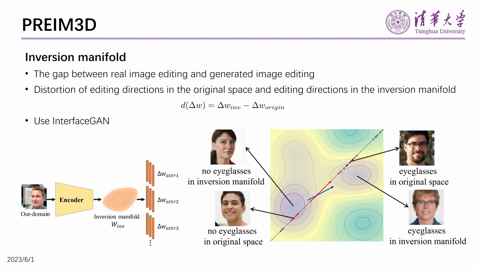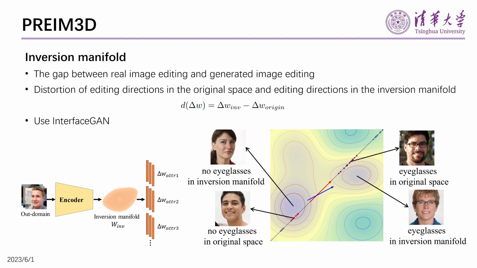We refer to the space used for generated images, the original latent space of the generator, as W+ origin. Instead, we propose that the space consisting of latent codes obtained by inverting a large number of real images with an inversion encoder is called the inversion manifold, denoted as W plus inversion. It turns out that there is a distortion between W plus inversion and W plus origin.